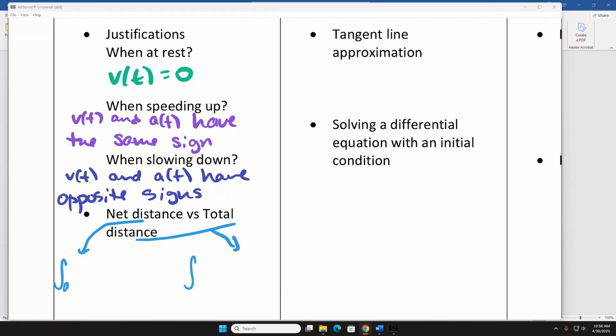So when you're doing the integral for net distance, what is your integrand? Is it from A to B? v of t, just the velocity. What about total distance? It's still v of t, but it's the absolute value. Good.